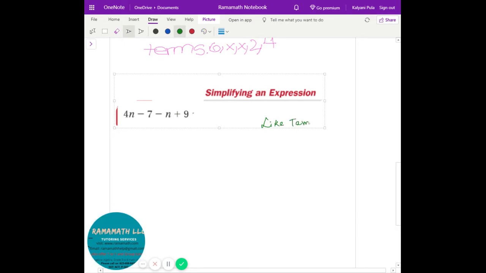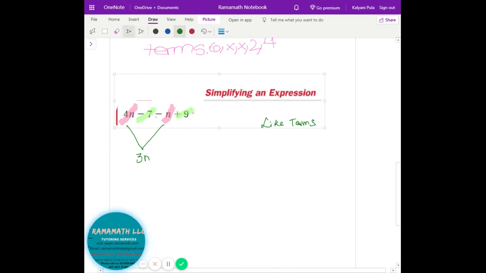What does like terms mean? Like terms means the terms that are the same, like n and n. So the same letters or same variables are called like terms. These two are like terms, so I'm going to put them together. Let's say this is 4n. There are 4 notebooks, and you took away 1 notebook. How many do you have now? 4n take away 1n is 3n. And then the other like terms are negative 7 and positive 9.